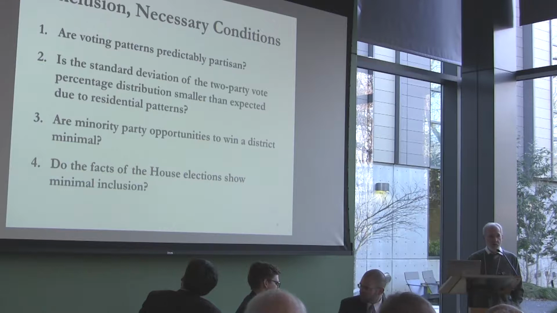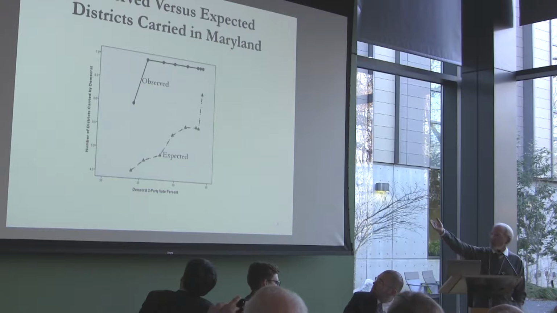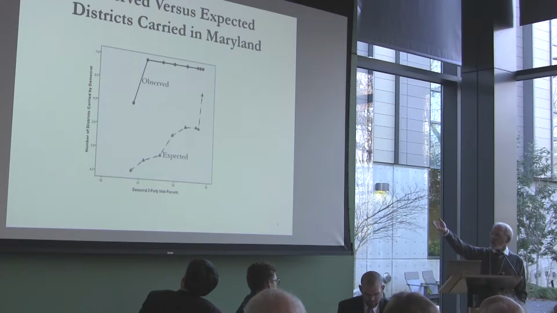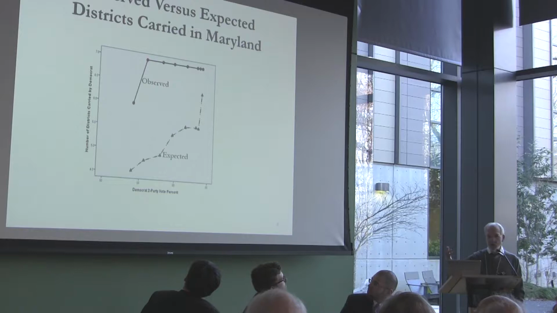But in Maryland, we could take a look at what's expected in terms of seats won or districts carried in my case, and what's observed. We see that in every election that I've possibly looked at, these are statewide elections where we count up how many districts the statewide candidate won, the observed number of wins of Democrats far outpaces the expected number of wins. Republicans are being excluded here.